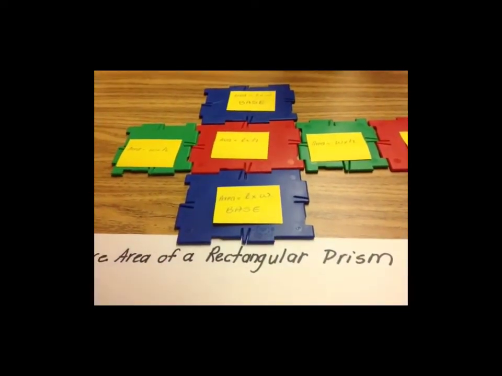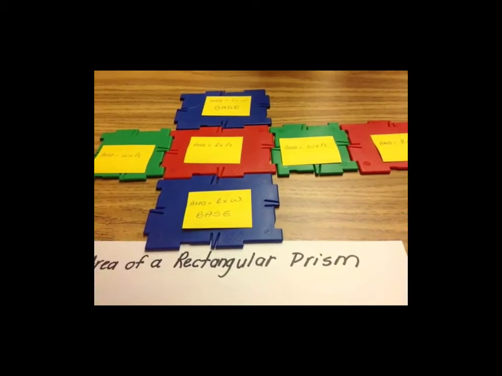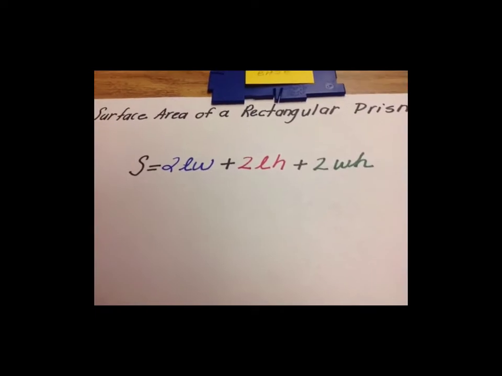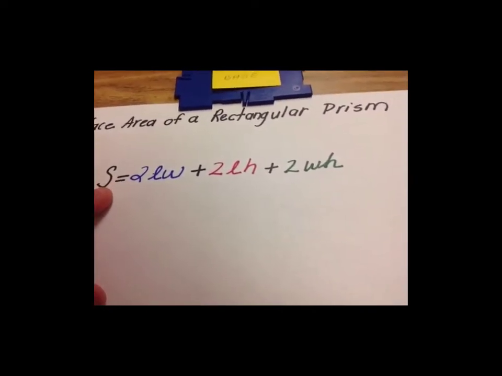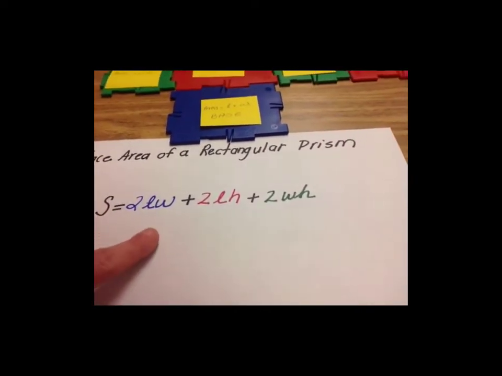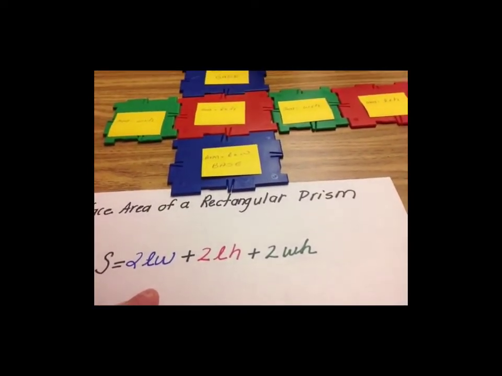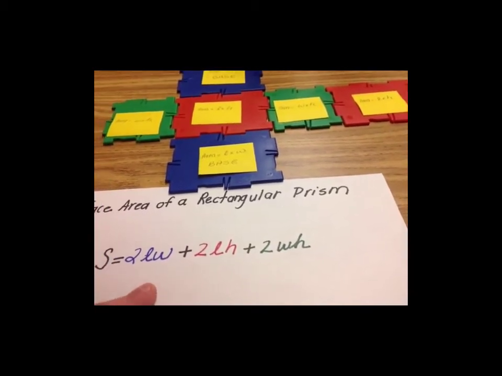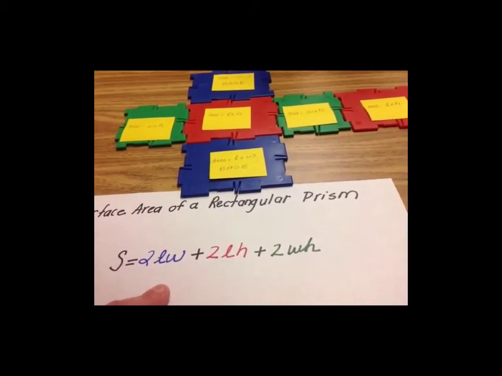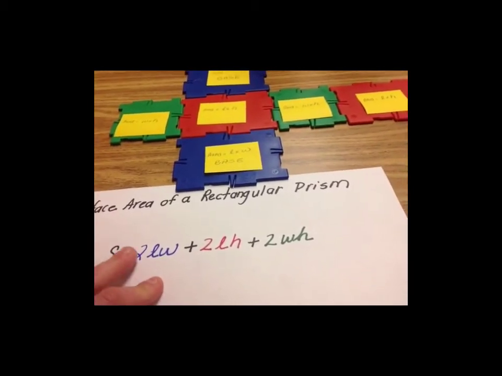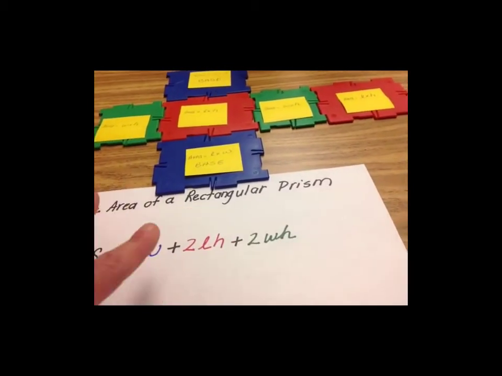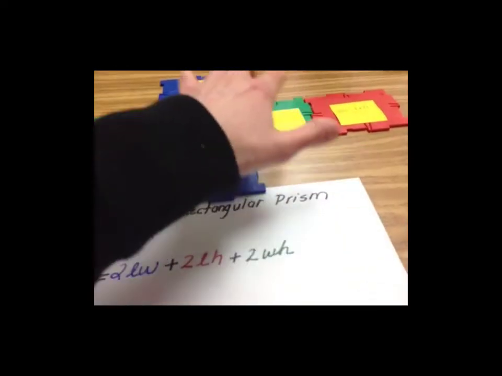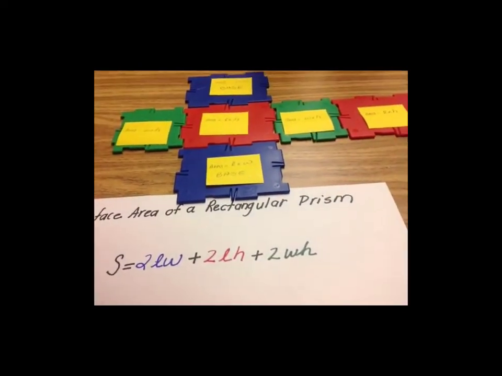So the formula of finding the surface area of a rectangular prism, when we take all these formulas and combine them, is surface area, which we use an S to represent surface area, is 2 times length times the width plus 2 times the length times the height plus 2 times the width times the height. And the reason that there's a 2 in front of each combination of length, width, or height is because if you look up here, there's 2 for each formula. So there's 2 reds, 2 blues, and 2 greens.